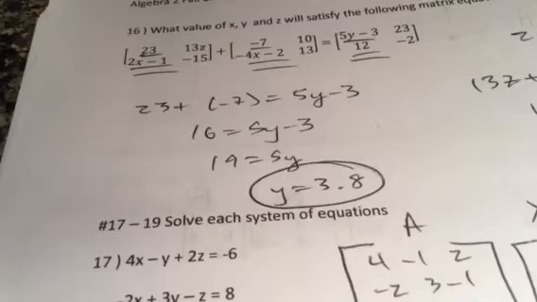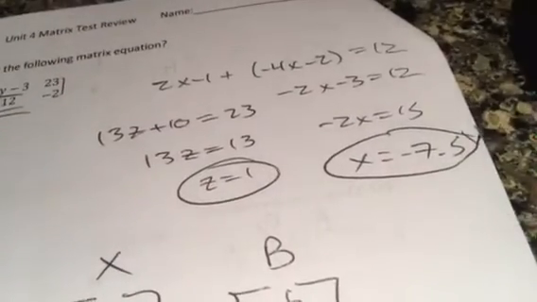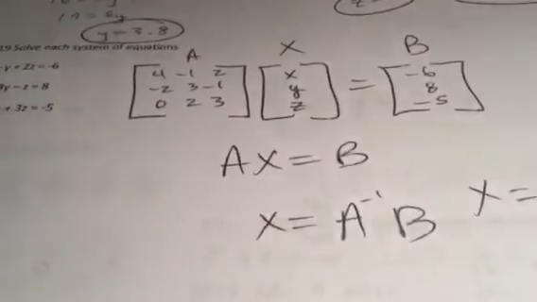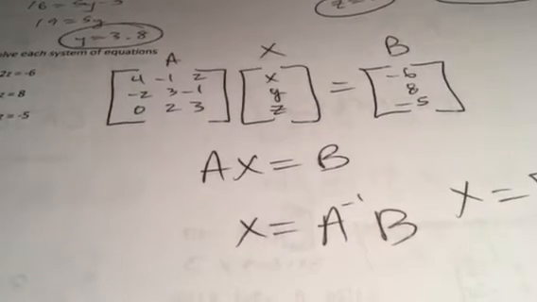34. Okay, just put them together there. Corresponding elements. That's how you get Y. Corresponding elements, that's how you get Z and X. A inverse B. There's matrix A, there's matrix X, there's matrix B. X equals A inverse B.